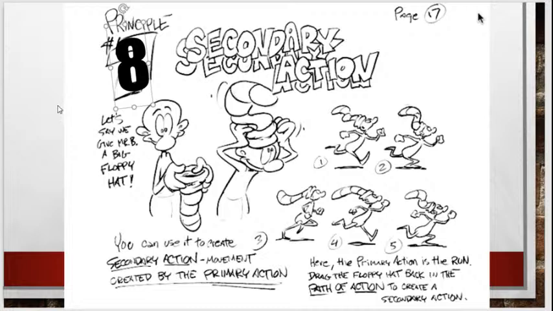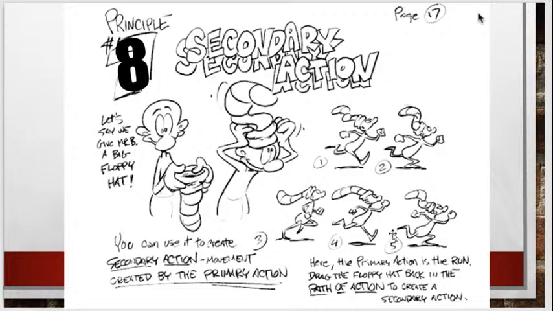So this is basically another example. What is the example? This cartoon character wears his hat, and his hat is big and floppy, and then he starts running around, and when he starts running around, his hat is flopping. So his running is the main action. And his hat swinging is the second reaction.